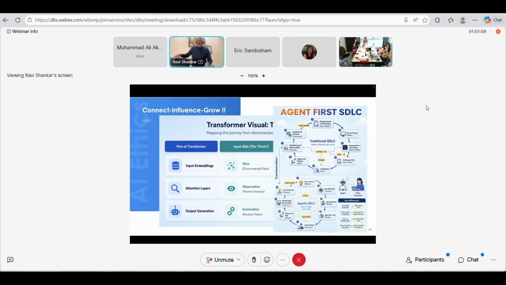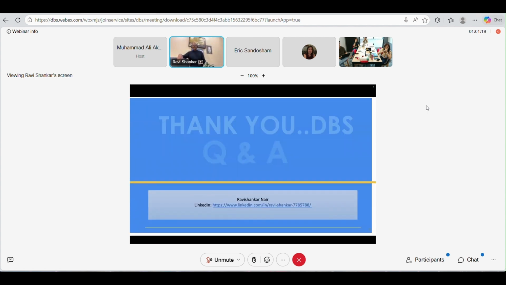And this is a sample diagram which I have just created in the last minute to show you the difference between traditional SDLC and agentic SDLC. We should be moving towards agentic SDLC.